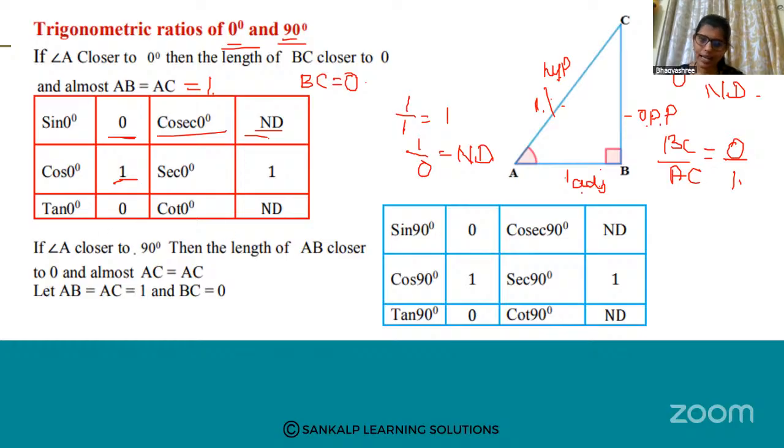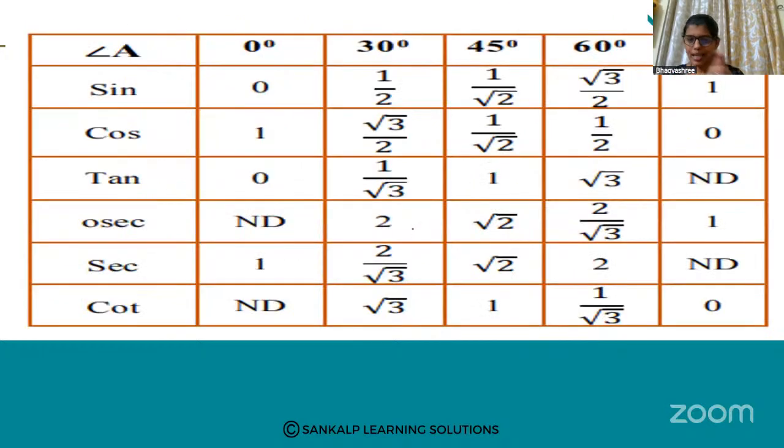See, angle A is closer to 90 degree, then length of AB is closer to 0 and almost AB is equal to AC is equal to 1, BC is equal to 0. ಇಲ್ಲೂ ಕೂಡ ಹಾಗೆ ಬರುತ್ತೆ. ಸೇಮ್ ಥಿಂಗ್. ಓಕೆ, ಅದೇ ತರ ಬರುತ್ತೆ ಇಲ್ಲೂ ಕೂಡ. 0 ಡಿಗ್ರಿ 1, 0 ನಾಟ್ ಡಿಫೈನ್, 1 ನಾಟ್ ಡಿಫೈನ್.